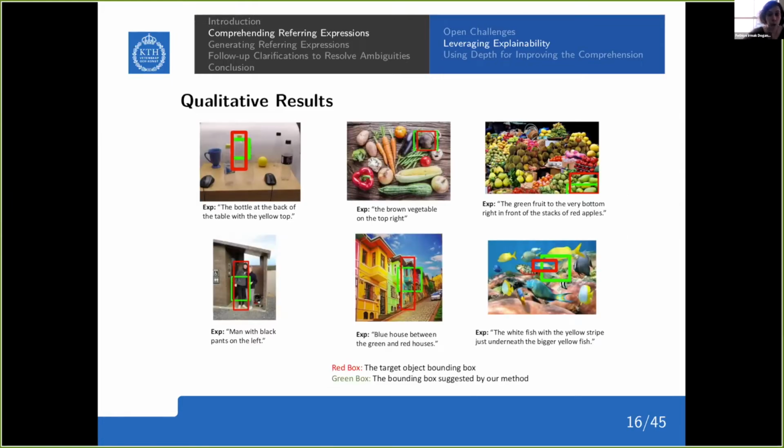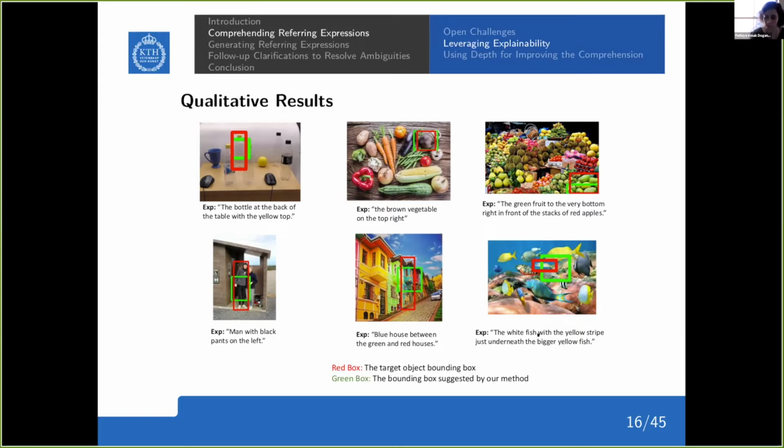Let's move on to the qualitative results. Here, the red bounding boxes show the target object, and the green bounding boxes show the regions that are suggested by our method, the first candidate regions, basically. These are the original expressions obtained from M.Turk workers.